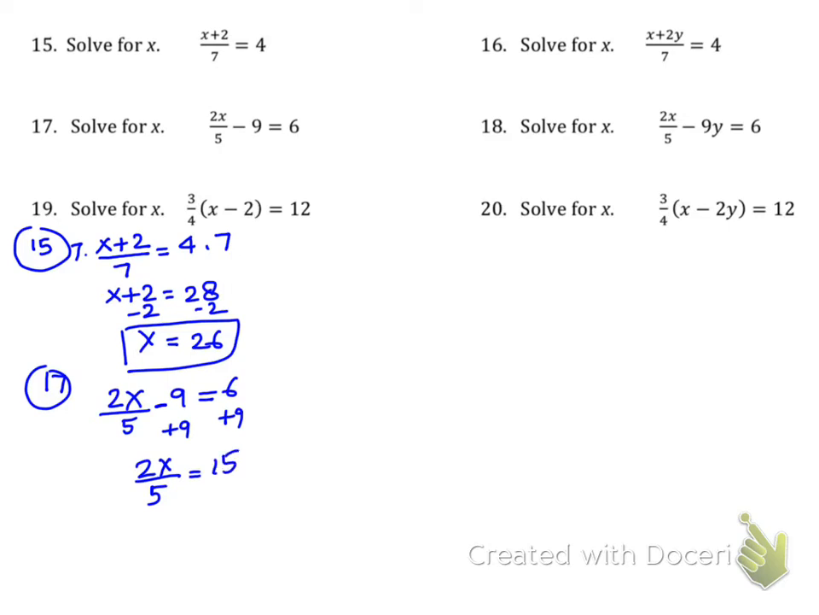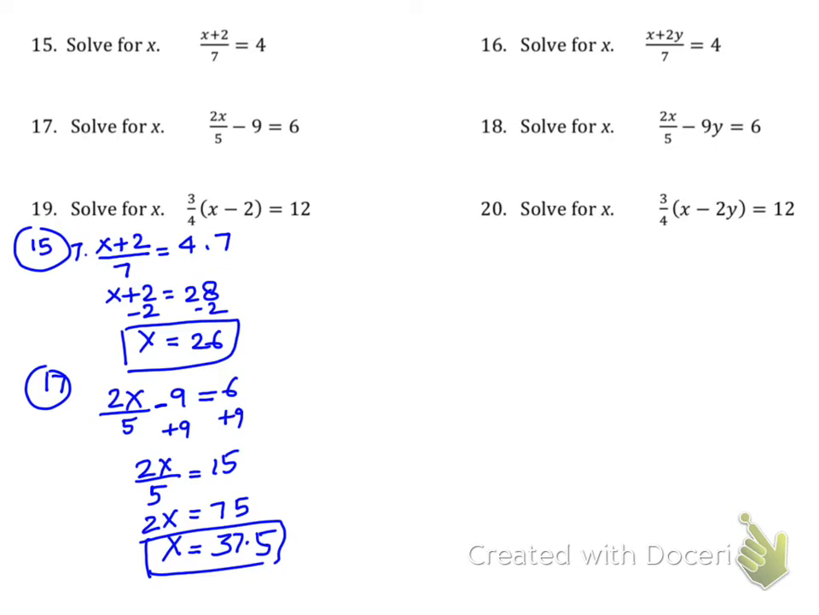And then again I multiply 5 to both sides. I get 2x equal to 75 here. And then I divide both sides by 2, and I get x equal to 37.5. So I'm skipping some steps. You can write down the middle steps over there to solve it.